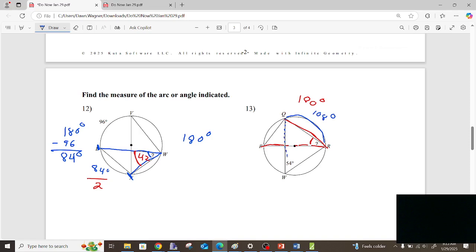Here's another inscribed angle right here. And it subtends, or like I like to say, cuts this arc. So if I double 54, it gives me that this is 108. So what am I going to do with 180 and 108? I subtract, and I get 72, and then what do I do? Divide by 2, and that gives me 36 degrees. So this is 36 degrees.